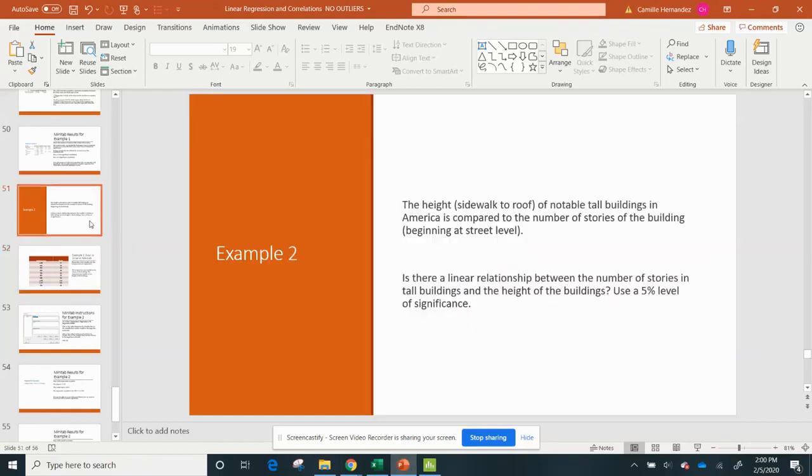So let's go ahead and do example 2. The height, sidewalk to roof, of notable tall buildings in America is compared to the number of stories of a building beginning at the street level. Is there a linear relationship between the number of stories and the heights of the building? Okay, so we've got two variables here, number of stories and height of the building, and we're going to use a 5% level of significance.